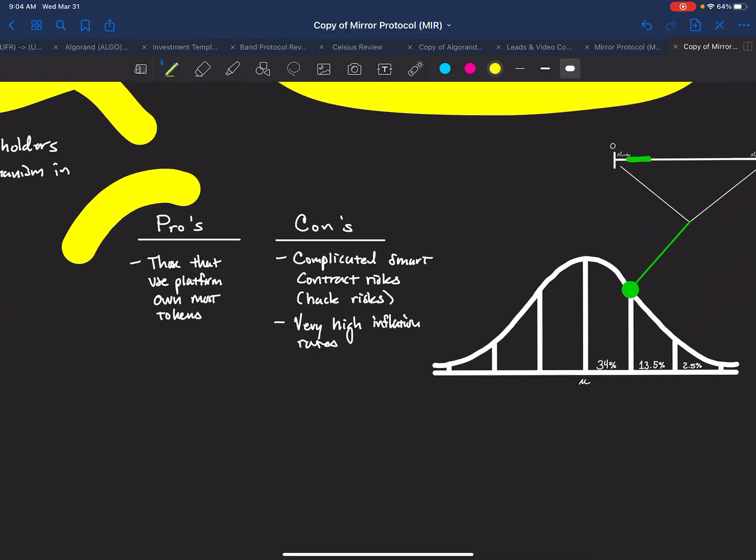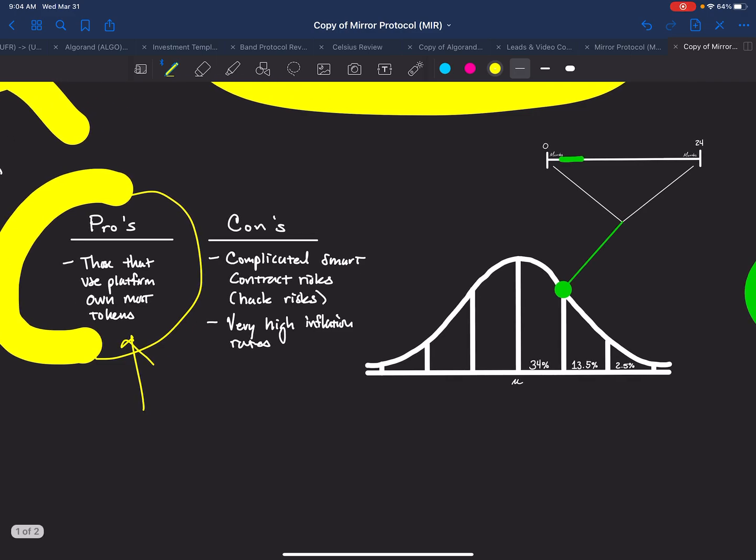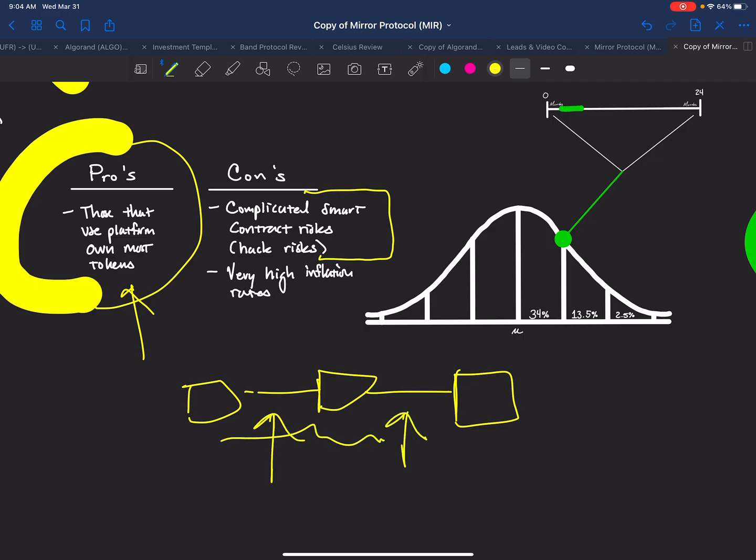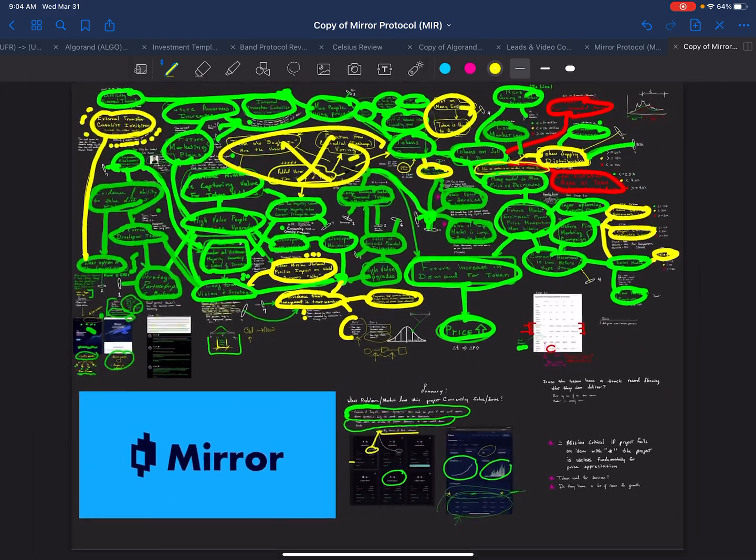The pros: those that use the platform own the tokens, right? And those that use it must own these tokens. So keep that in mind. You're going to be feeling bad inflation. You've got to be a user. Those are the people who are going to benefit most from the price depreciation. Cons: there are complicated smart contract risks with these things. When you have several different processes that are interconnected, like oracles and such, there's a risk in every single connection. And so there is smart contract risk. And it's got a very high inflation for those who don't use the platform.